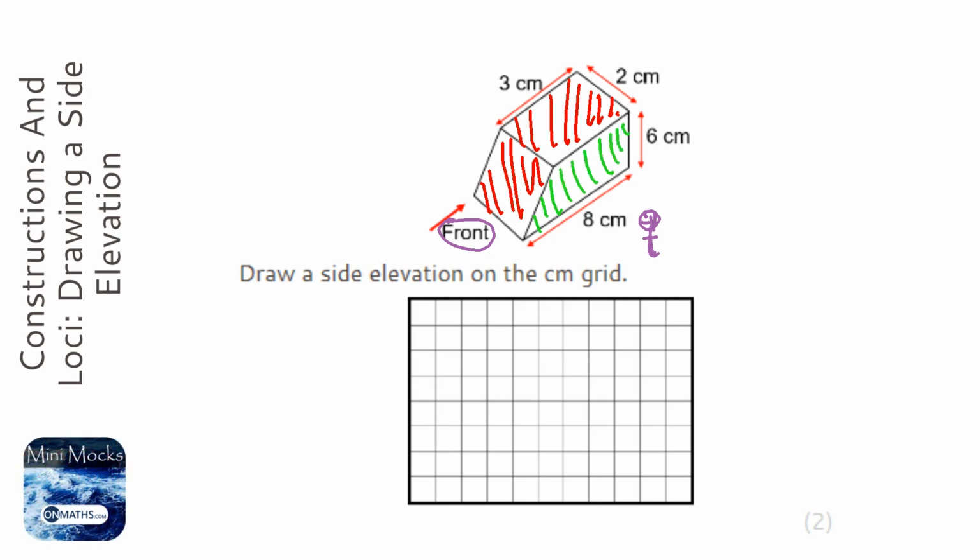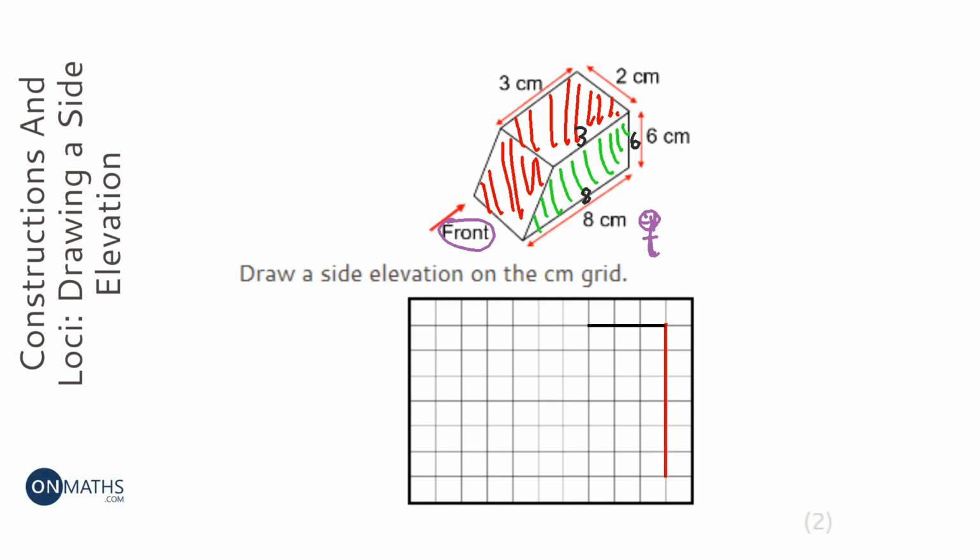The dimensions of this side are going to be 3 centimeters by 6 centimeters by 8 centimeters, and it's on the centimeter grid. So let's start drawing the shape. Let's start at the top right. So it's going to be 6 down: 1, 2, 3, 4, 5, 6. It's going to be 3 across at the top here, and it's going to be 8 across at the bottom. So 1, 2, 3, 4, 5, 6, 7, 8. And let's just join that up.